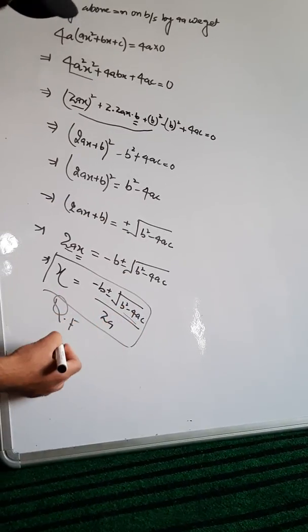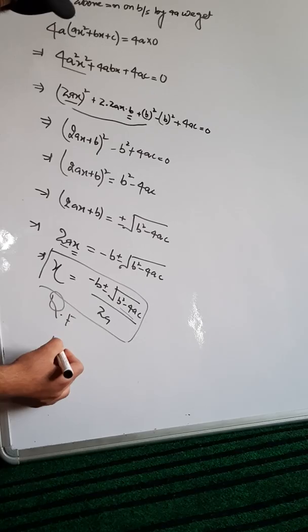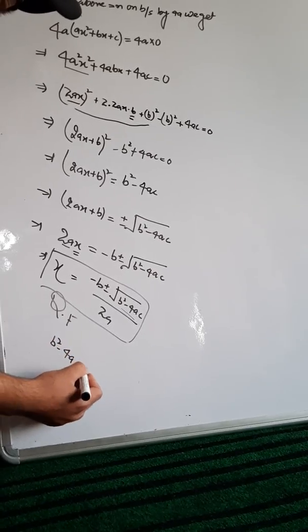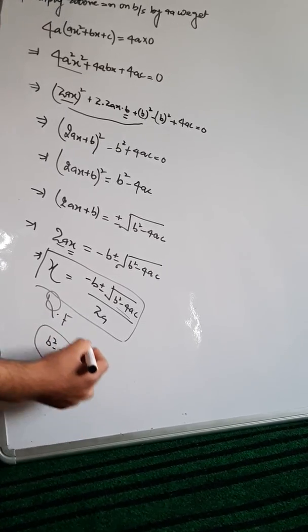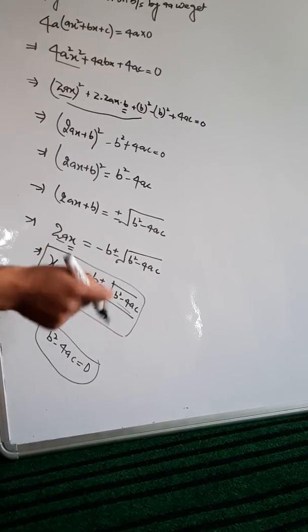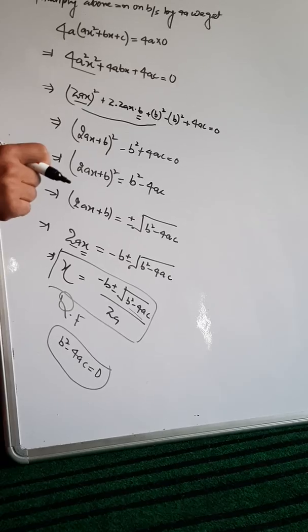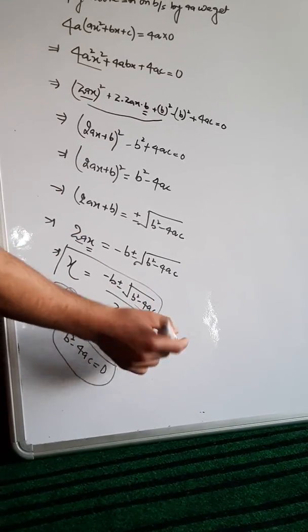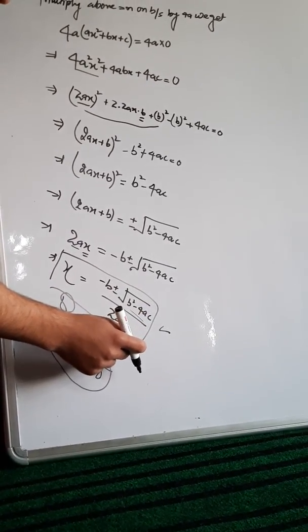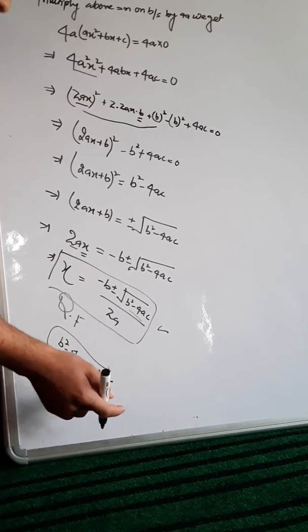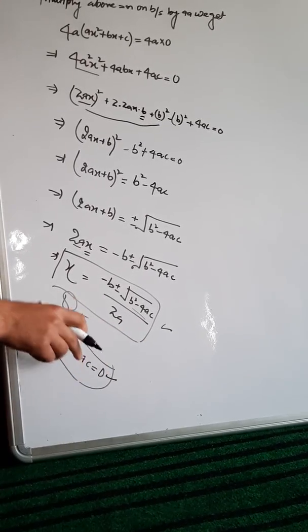Now this term which is under the root, this b square minus 4ac is D, which is called the discriminant of the quadratic equation. Now this x is equal to minus b plus minus under root of b square minus 4ac divided by 2a. This is the quadratic formula which helps us to derive the roots of the quadratic equation. But this discriminant helps us to discuss the nature of the roots.